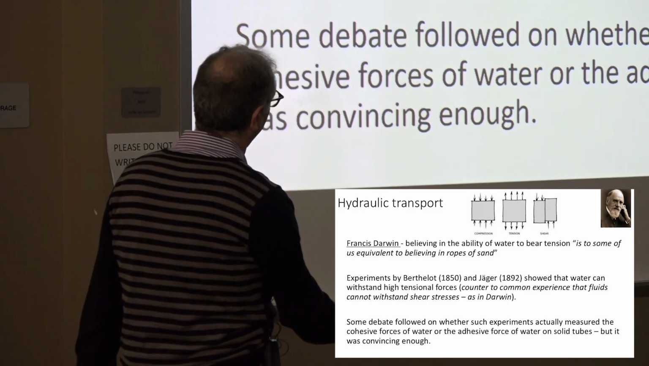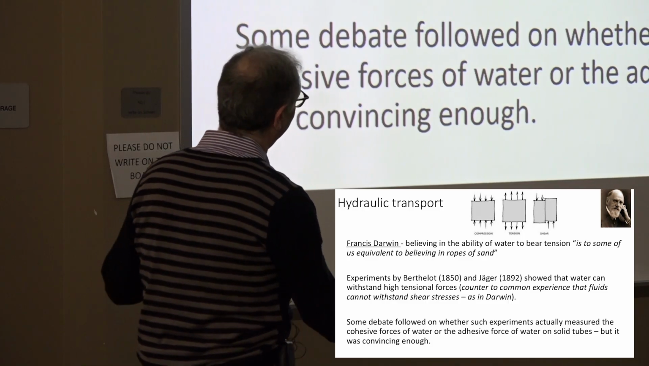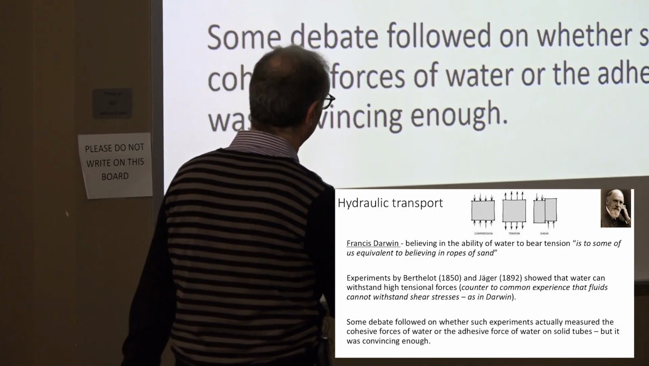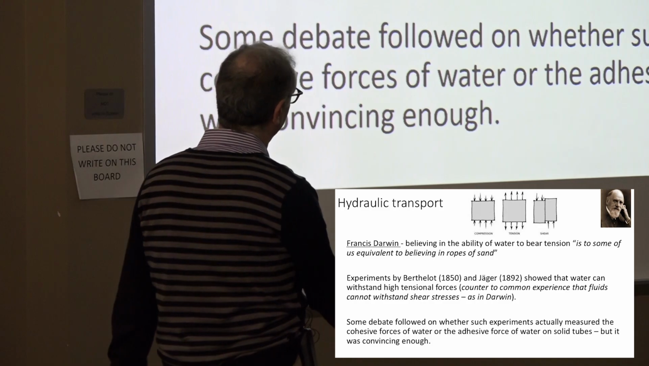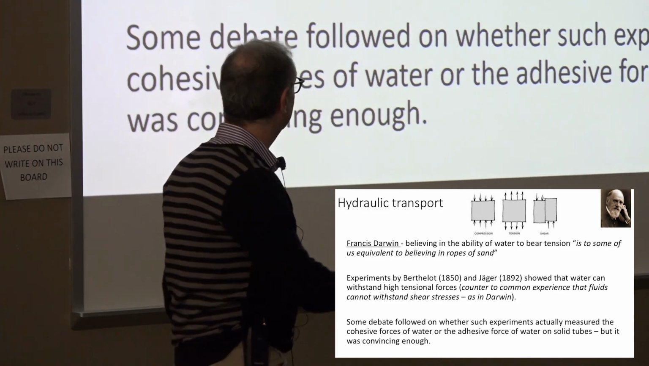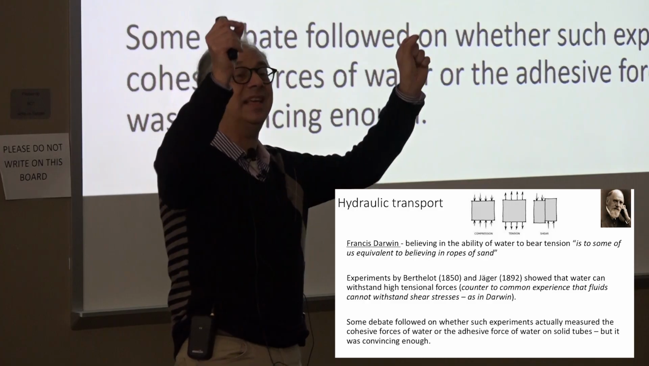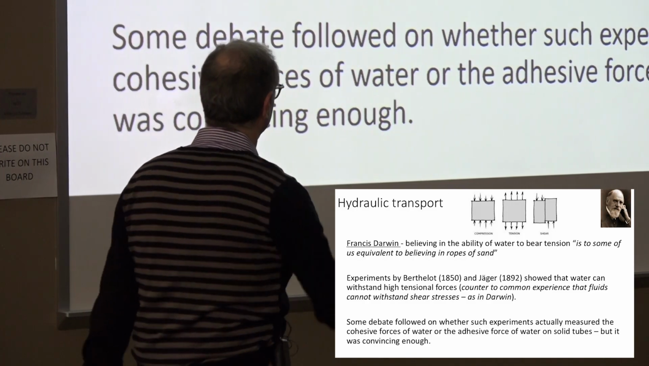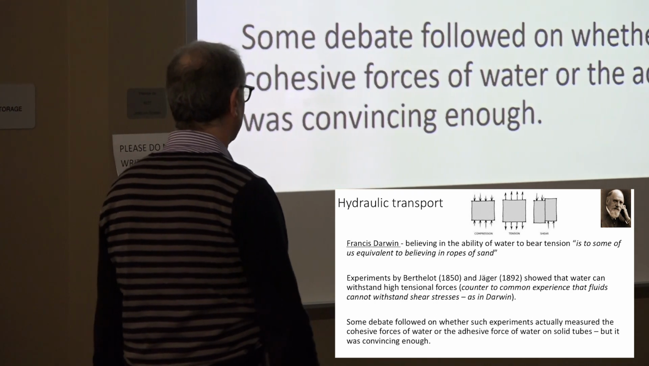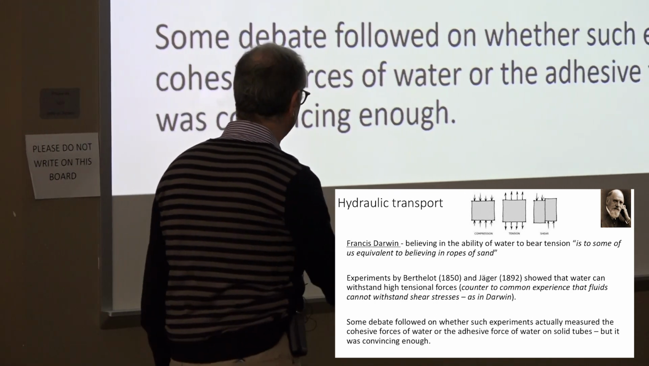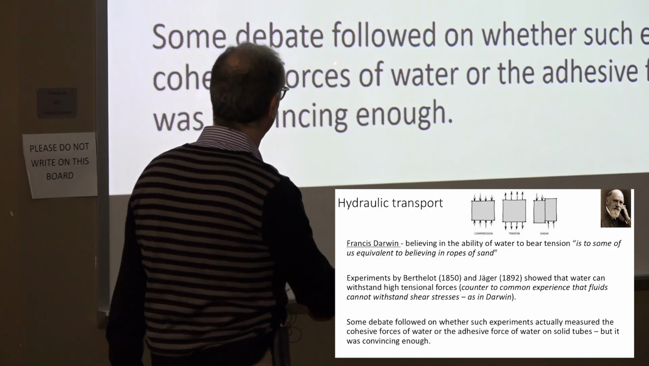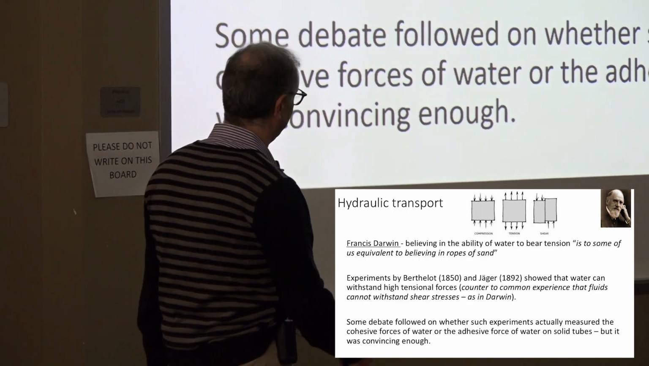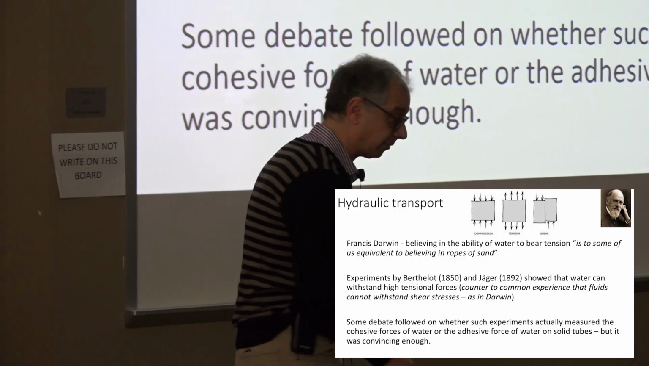Later, after Jager published these results, which showed that water can easily withstand tension of 50 megapascals, not 3 or 4, 50 megapascals, some questioned the validity of these results by claiming that perhaps what Jager and Berthelot measured is actually adhesion, not cohesion. Okay, so adhesion of the water to the sides of the channel or the compartment, not the cohesive forces, but still the analysis was redone, and it was convincing enough to proceed with the fact that it was surface tension and cohesive forces that held the water together.